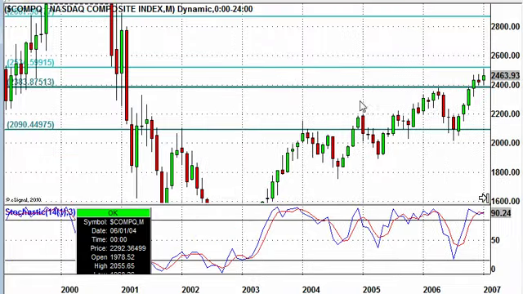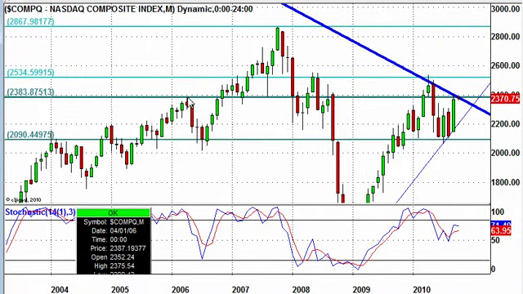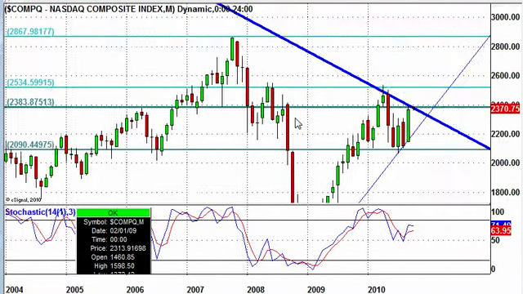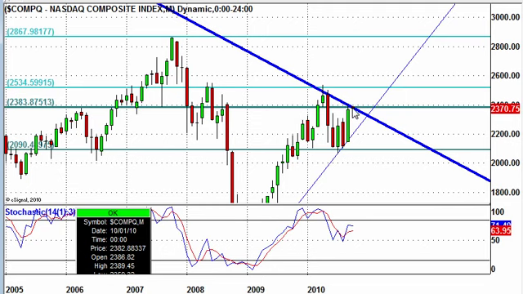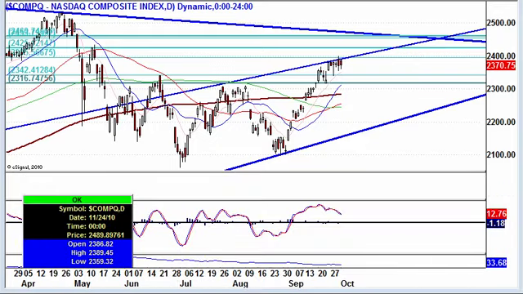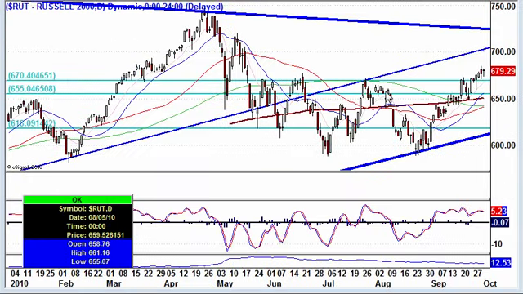If you go back in time, we have this line right here, resistance, support, resistance. We busted through it, come down. Now we're at that resistance line and the trend line resistance line. Ouch, we're in a lot of trouble there. If we go to the Russells, here's the Russells.